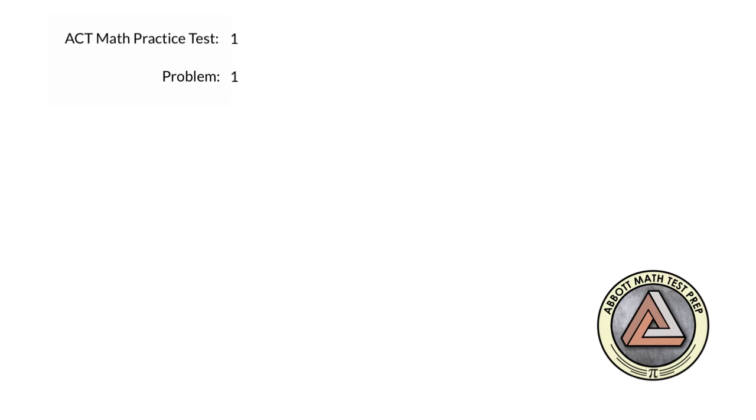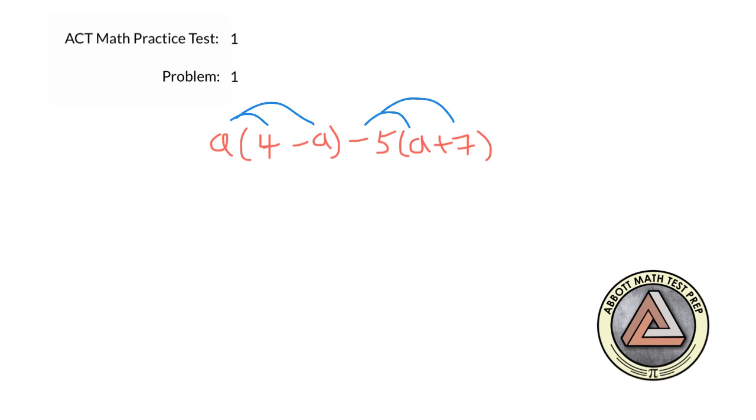So, really, problem number one just requires you simplifying what they gave you. And it's going to be helpful, of course, to distribute the A into these parentheses and the -5 into these parentheses. So, let's go ahead and just do that. I'm going to draw these arcs to just symbolize the fact that we're doing that.